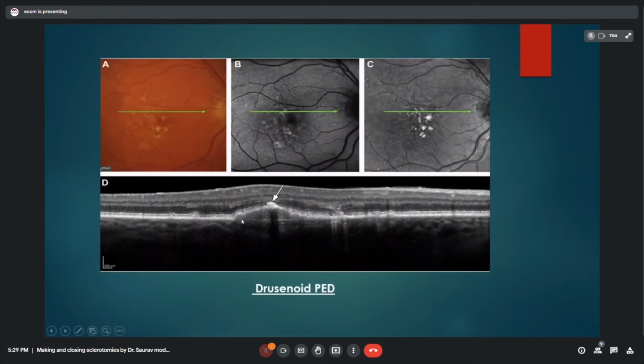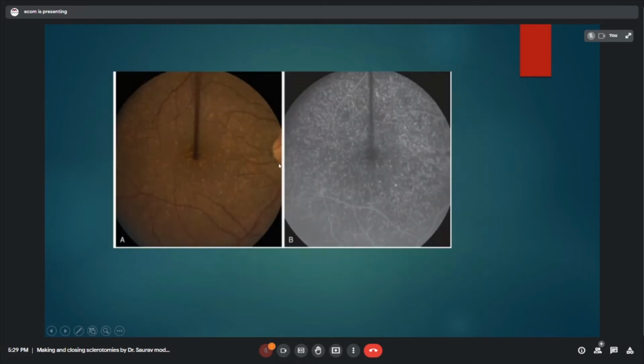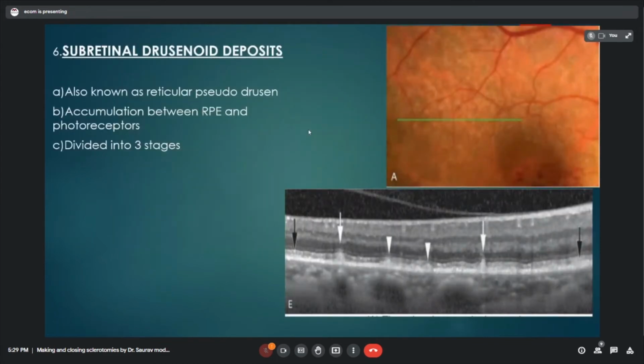Now this is drusenoid PED. They have a homogeneous internal reflectivity. And on fluorescein angiography, cuticular drusen appear as a starry sky pattern. Then there are subretinal drusenoid deposits, also known as reticular pseudodrusen. It's an accumulation between the RPE and photoreceptors. This accumulation can be divided into 3 stages: the first stage is below the ellipsoid zone, the second stage is when it goes striking the ellipsoid zone, and when it goes beyond the ellipsoid zone, it is defined as the third stage. The third stage is at more risk of progression to geographic atrophy.